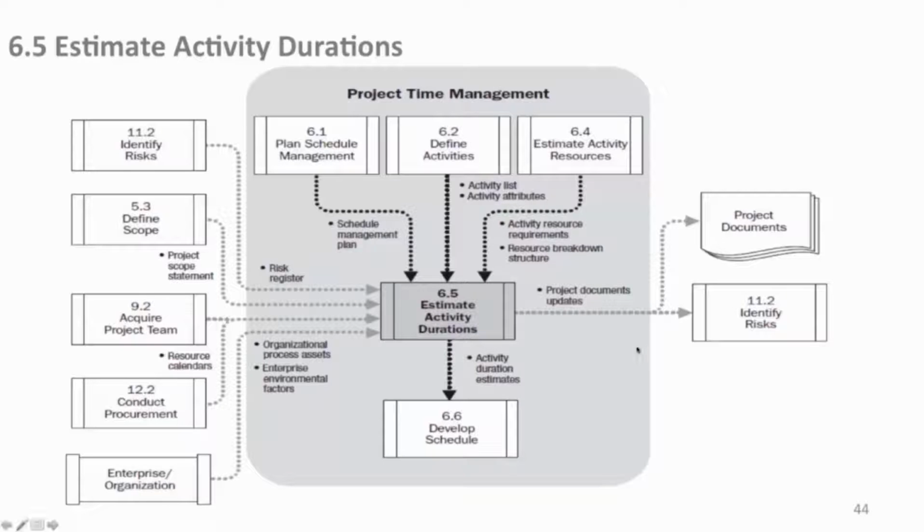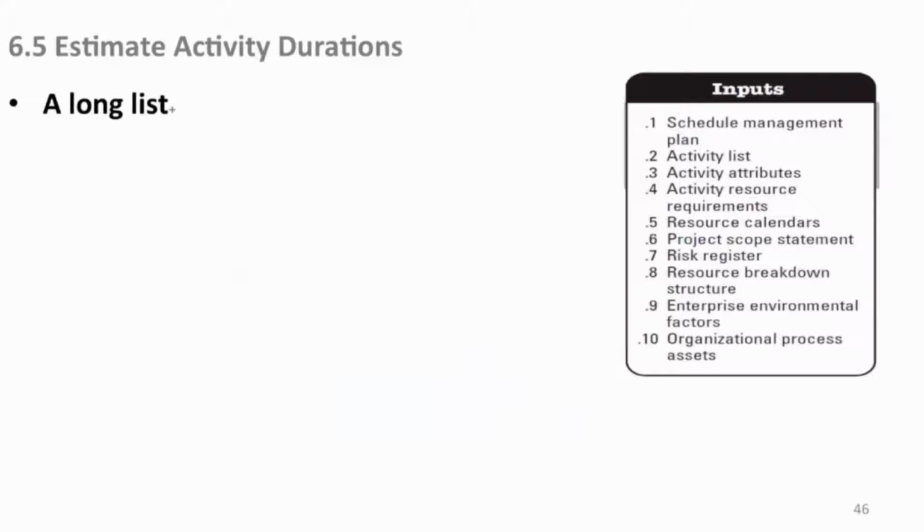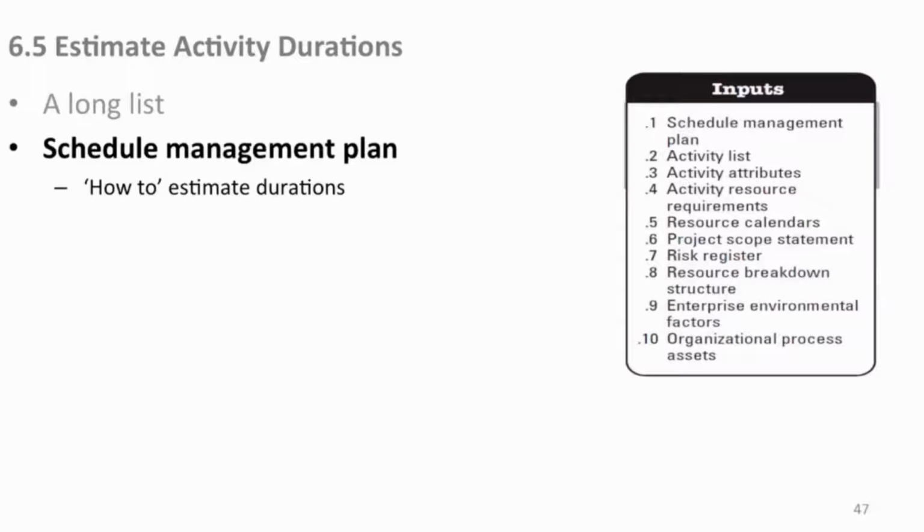So let's look at this. Oh, the project scope statement. Thank you, Mr. Arrow. The project scope statement, of course, comes in, and that is our other major reference because it has the WBS in it. So the input is a long list, longer than some we've seen. The schedule management plan, all the how-tos and the guidance. We can always go back. We don't want to be doing things differently all the time. Do it the same, and if it doesn't work, you change the schedule management plan.